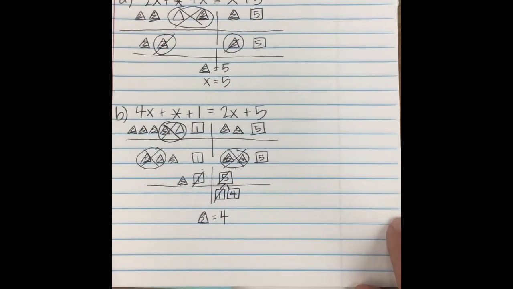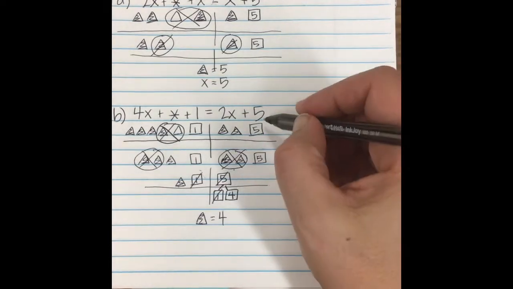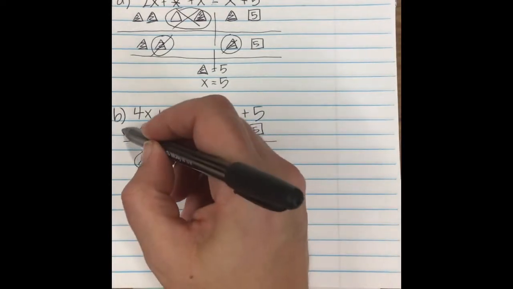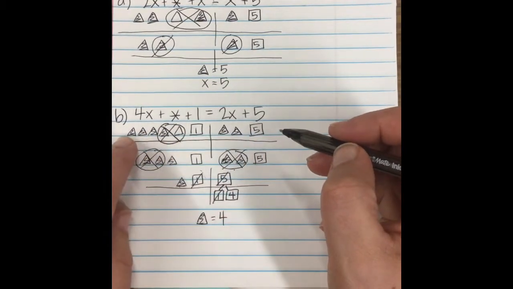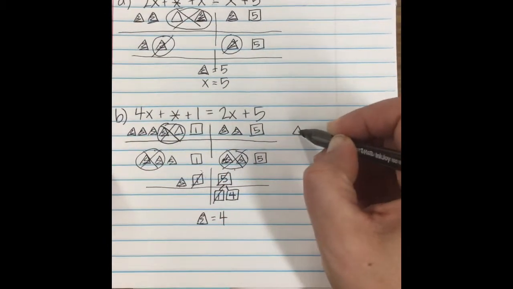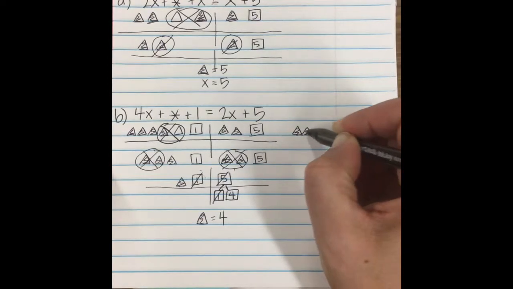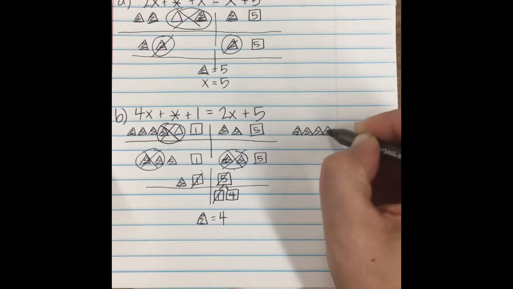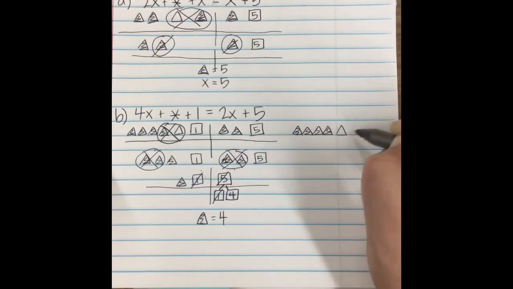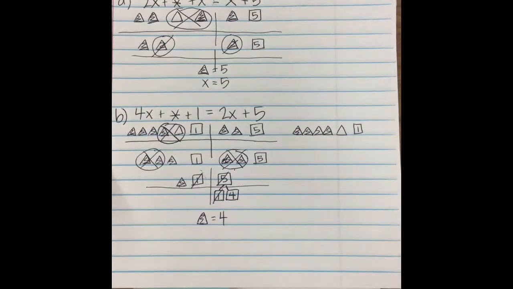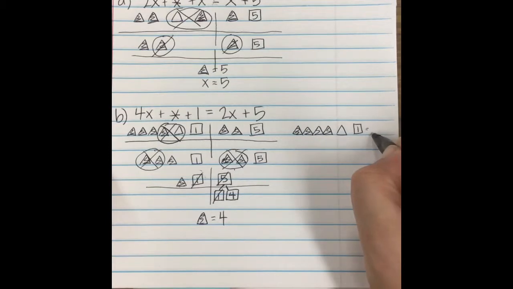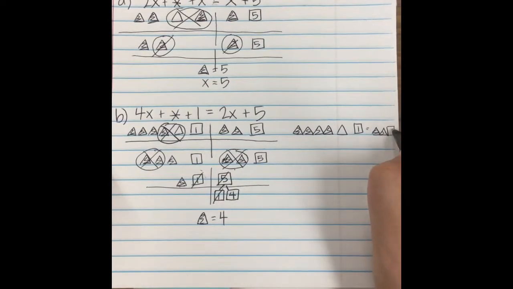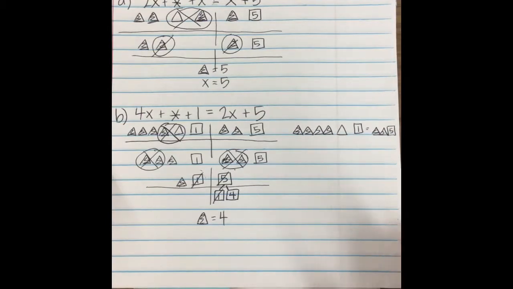Now, if you want to go back and do your check when there's stars involved, you certainly can. If you're on a test and you want to check your answer, let's try this. Let's go back to our original setup right here, this line before we crossed anything off. And we can say we had 4 x's plus a star plus a 1, equal to 2x and a 5.